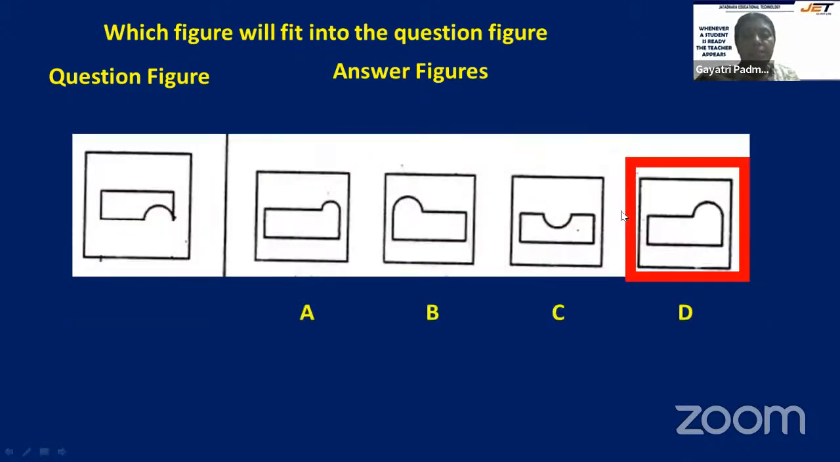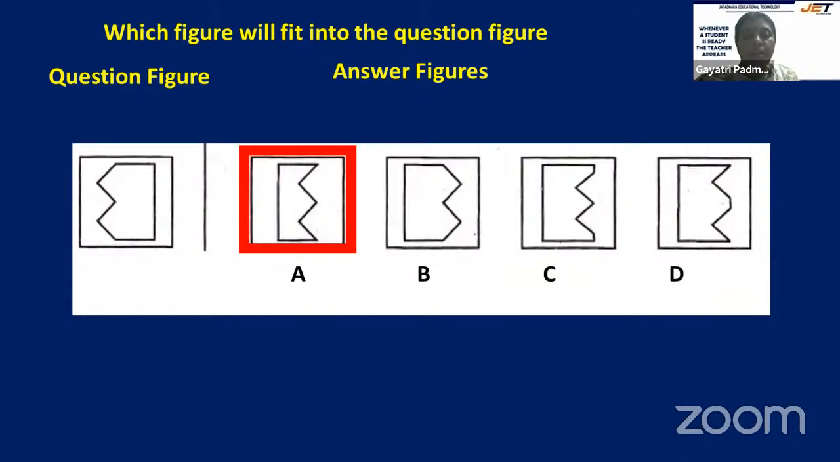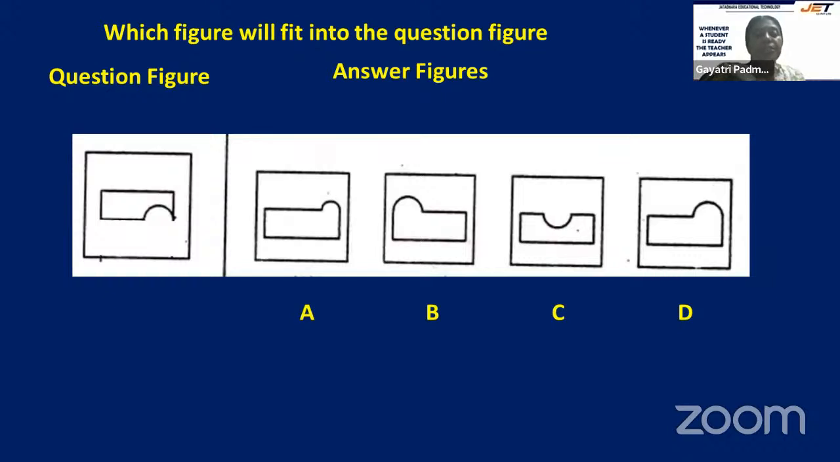Fine. So it is option A. That would be the best fit. All right. See the next question. The question figure is here and we have four options. Option A, option B, option C, and option D. So what would be the best fit?